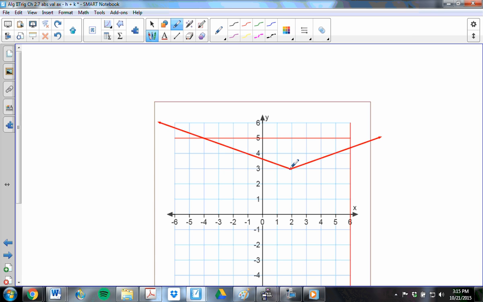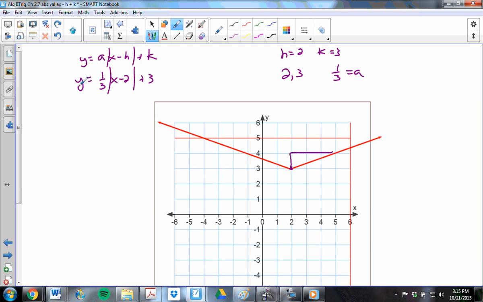This has a vertex at (2, 3). So h is 2, k is 3. This has a slope of 1/3. So that's my a value. So now if I think about y equals a times the absolute value of x minus h, plus k, well, a is 1/3, h is 2, k is 3. There's the equation of that graph. So just knowing the slope and the vertex, you can write the equation really quickly. Thank you very much.